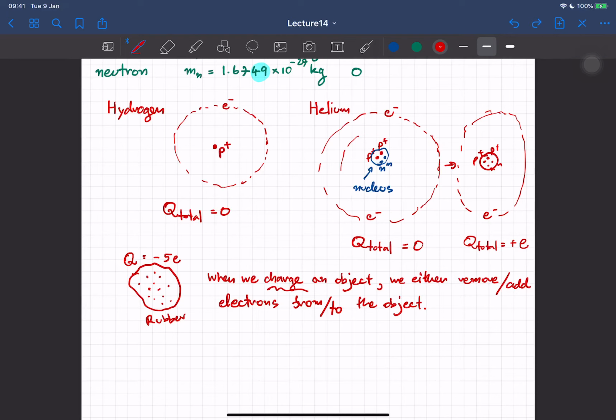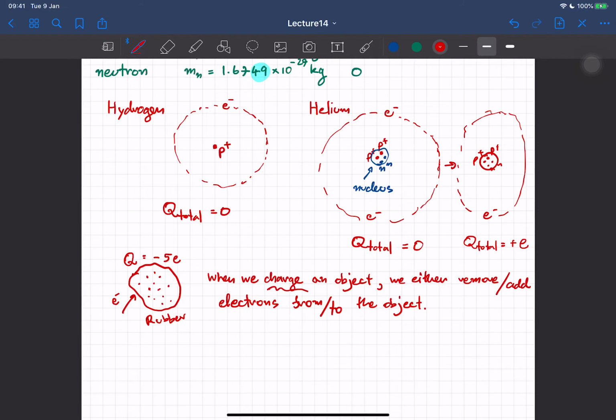And that's gonna happen when you try to charge an object, right? So you either remove or add electrons. So you remove from the object or you add to the object these extra electrons. So in this case, the rubber has total charge of minus 5e. So what happened is maybe someone put extra electrons into this object.